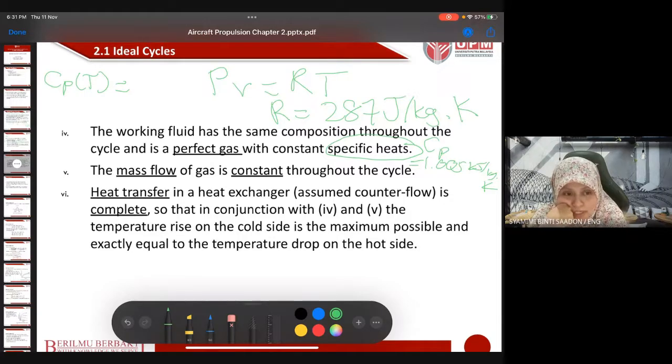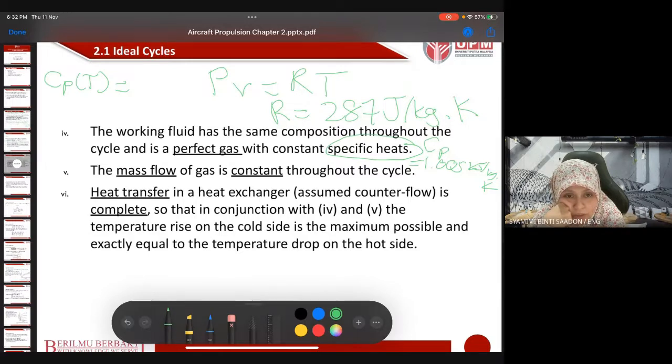So the first one is conservation of mass. Conservation of mass means that the mass flow rate of the gas is constant throughout the cycle and does not change. This is an assumption. Of course, actually the mass flow of the gas will be modified, because one of the reasons is that we add fuel to burn the mixture in the combustion process.